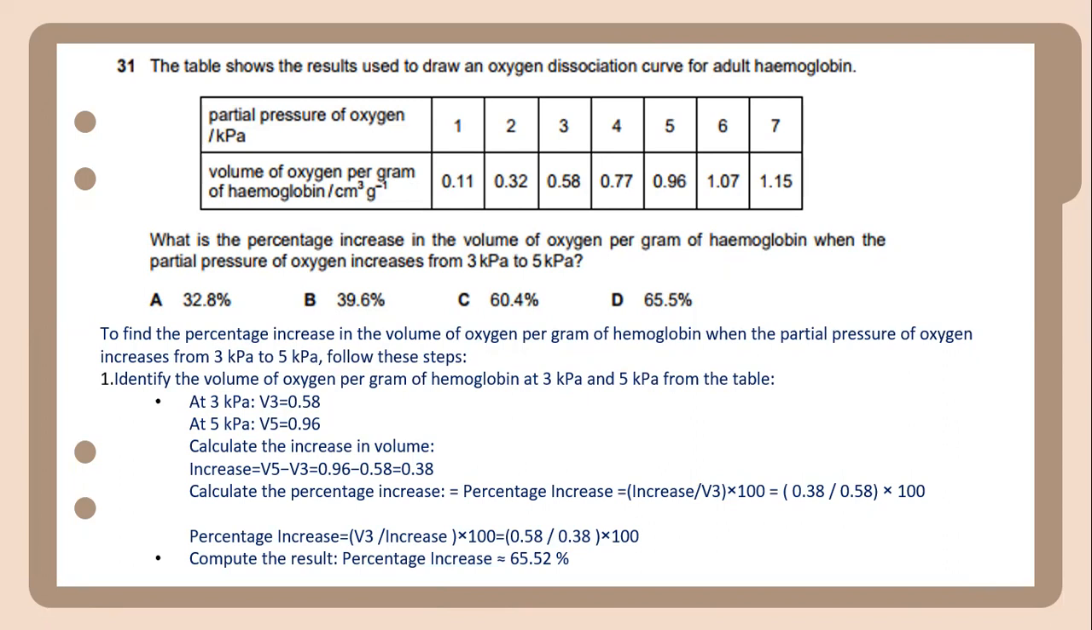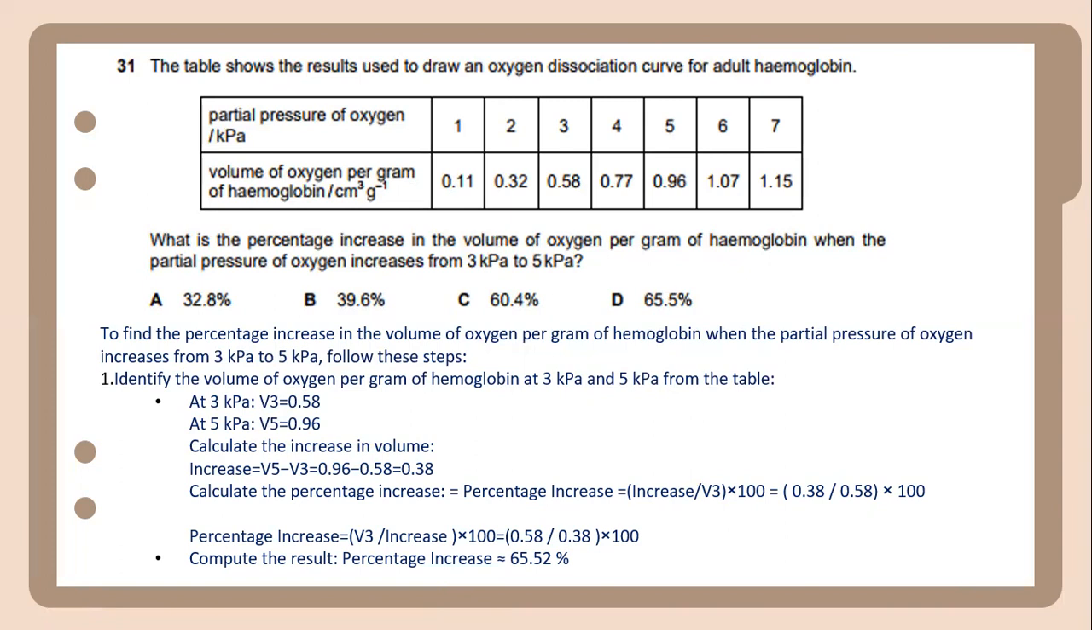First, we need to identify the volume of oxygen per gram of hemoglobin at 3 kPa and 5 kPa from the table. At 3 kPa, the volume of oxygen per gram is 0.58. And at 5 kPa, the volume of oxygen per gram of hemoglobin is 0.96. So to calculate the increase in volume, you have to use the formula V5 minus V3, whereby 0.96 minus 0.58, you get the value of 0.38.